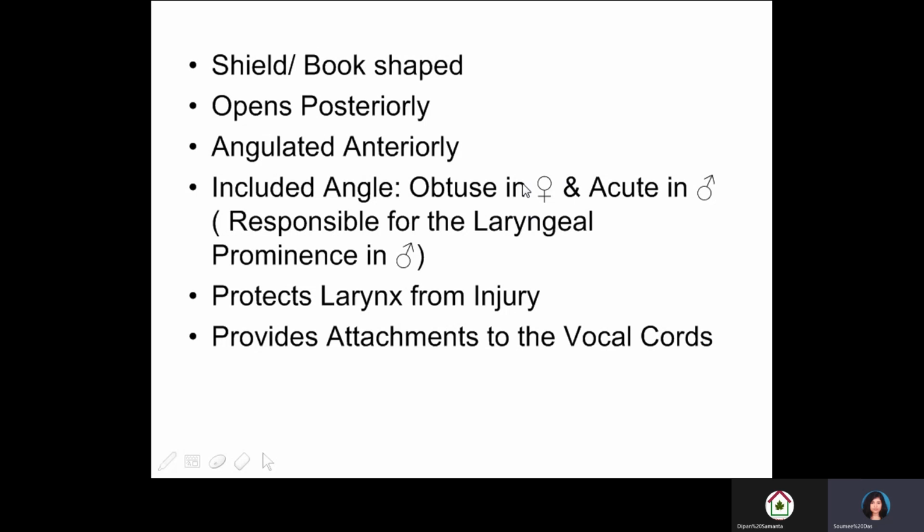So this prominence is known as the laryngeal prominence in the male. This is due to the acute angle of the thyroid cartilage; the included angle of the thyroid is acute in the case of male. This protects the larynx from injury. That means the thyroid cartilage protects the larynx from injury.